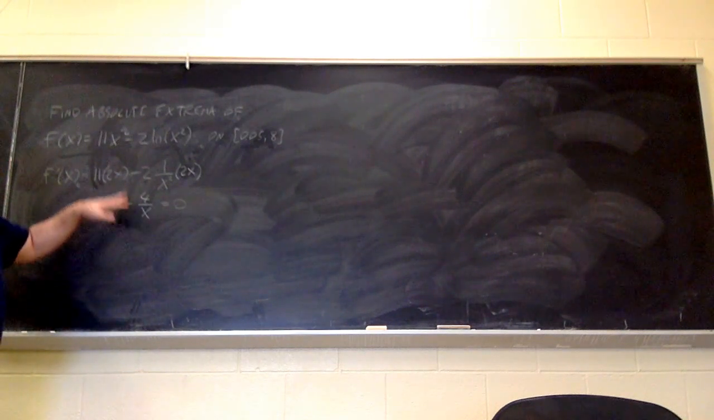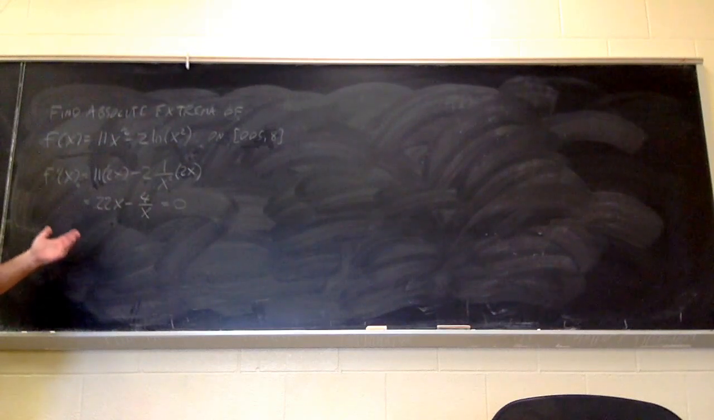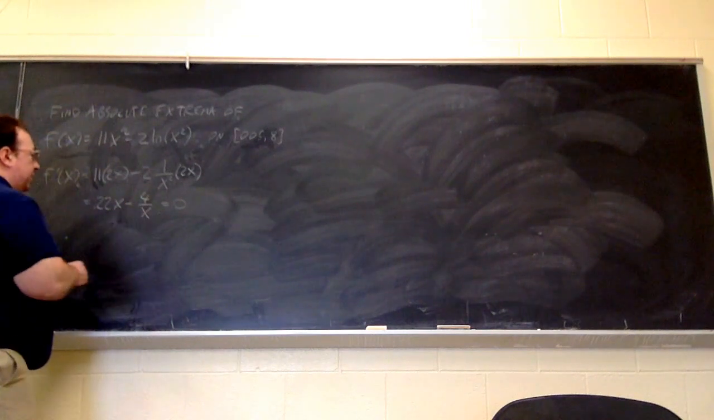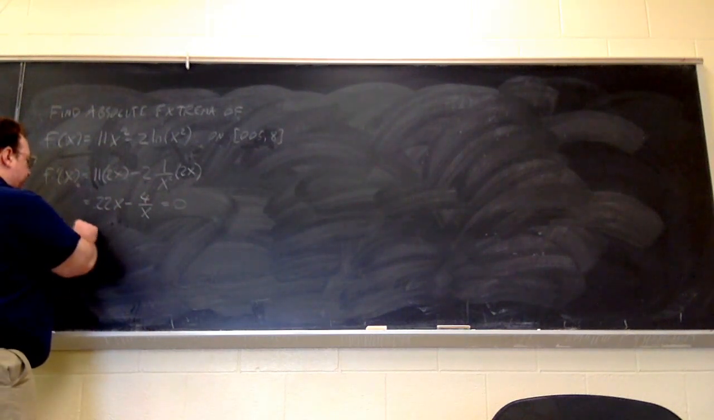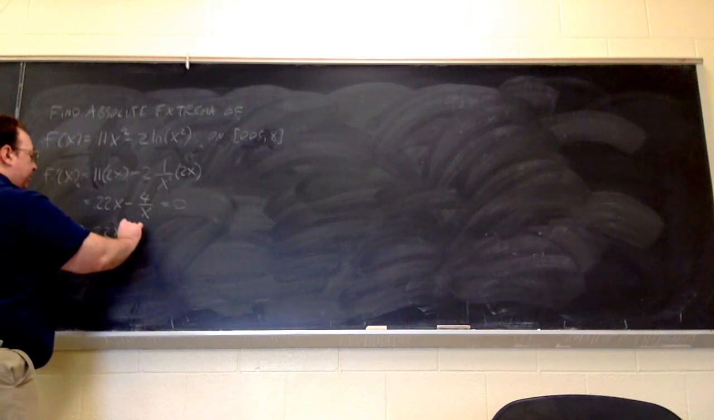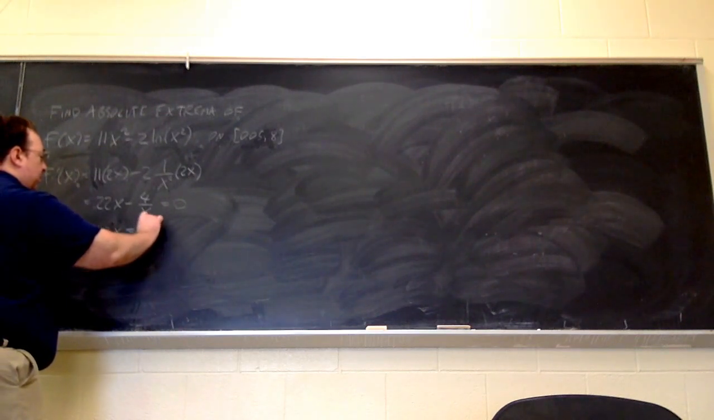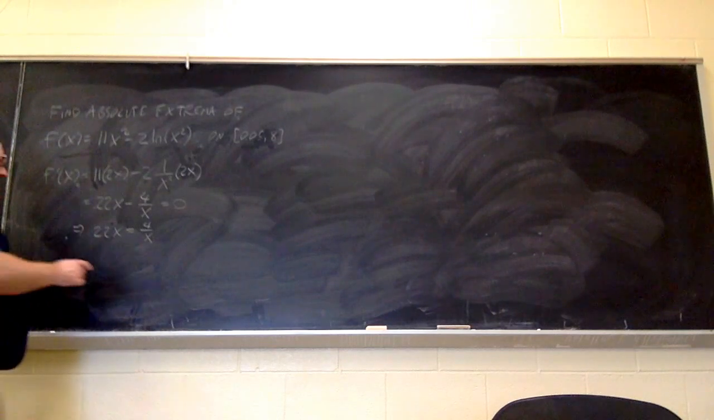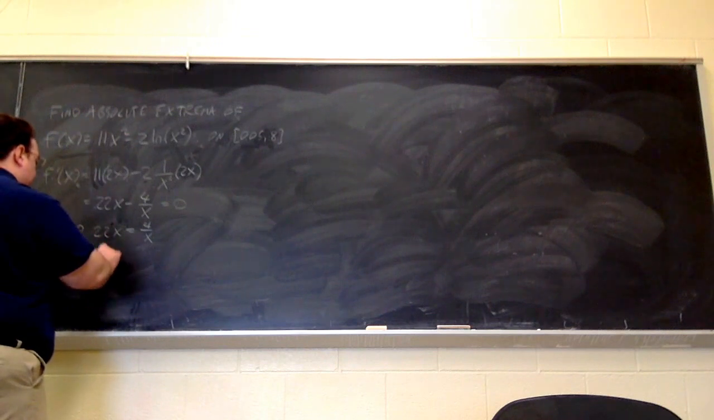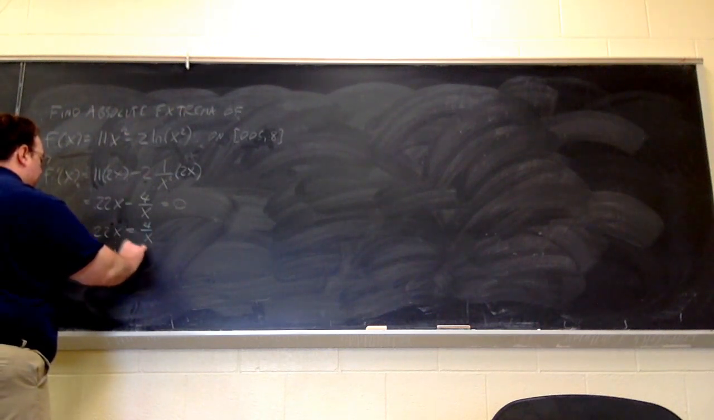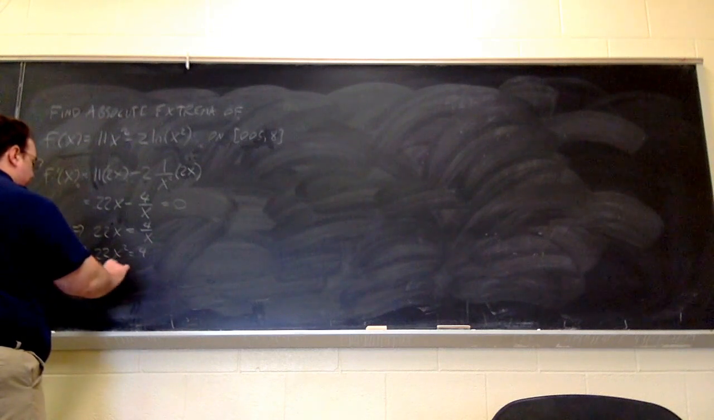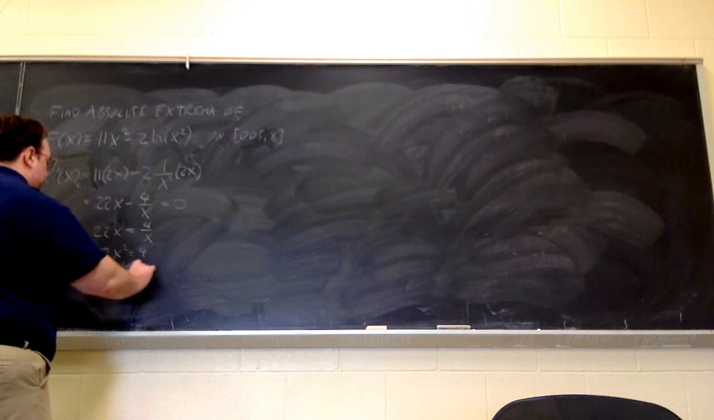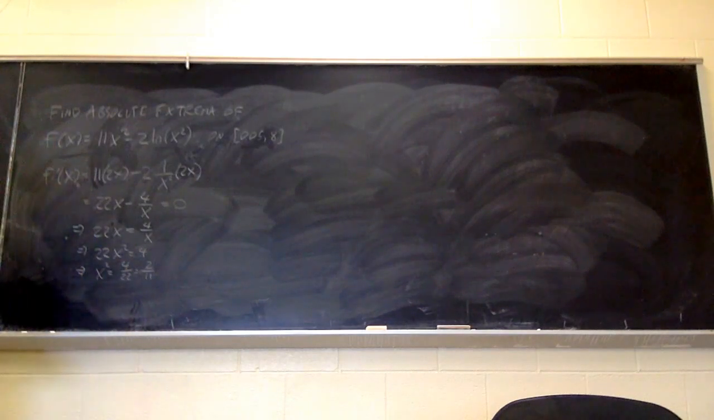This function is defined in the entire interval, so we're not going to look at where the derivative is undefined, just where it's equal to 0. Now, to solve this equation, I'm going to move the second term to the other side, so 22x is equal to 4 over x. Then I'm going to multiply both sides by x. So I have 22x squared is equal to 4. Now I can divide both sides by 22, so x squared is equal to 4 over 22, which is the same as 2 over 11 in lowest terms.